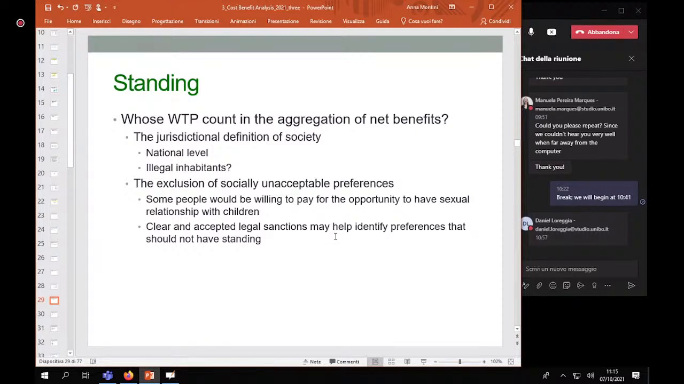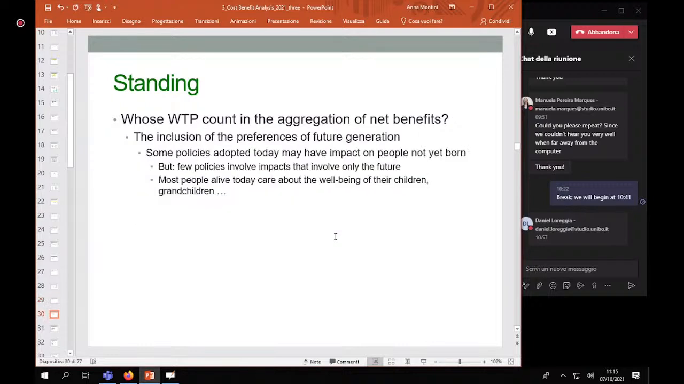So with the standing issues, I have to consider what is the definition of society that I have to consider: all the society without illegal inhabitants, or with the consideration of illegal inhabitants. And then, what about future generations? Whose willingness to pay counts in the aggregation of net benefits?